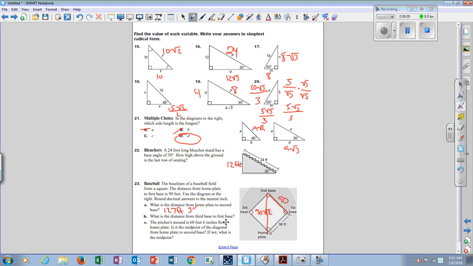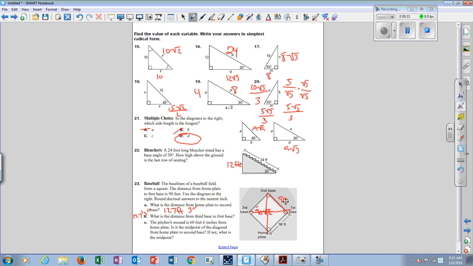What is the distance from third base to first base? That would be exactly the same thing. 127, because this would be 90 as well. So it's really your diagonals would be exactly the same because it's a square.